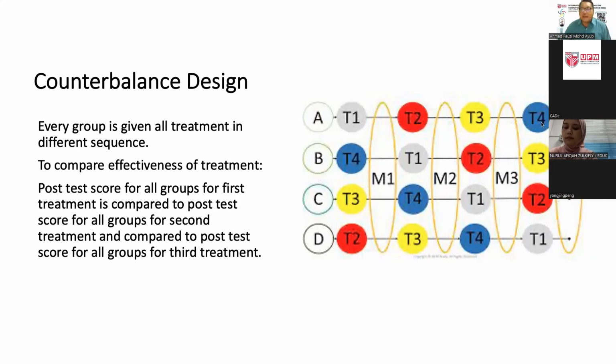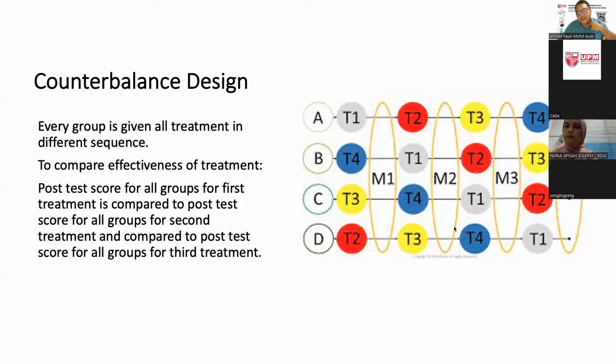So you can see that for a counterbalance design, every group will be using the intervention. For example, group A is using T1, T2, T3, T4. For group B, T4. You see, every treatment will be introduced in each group, but at a different time.